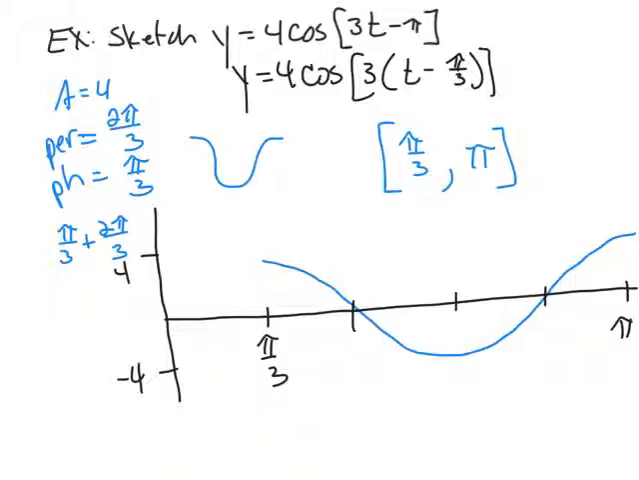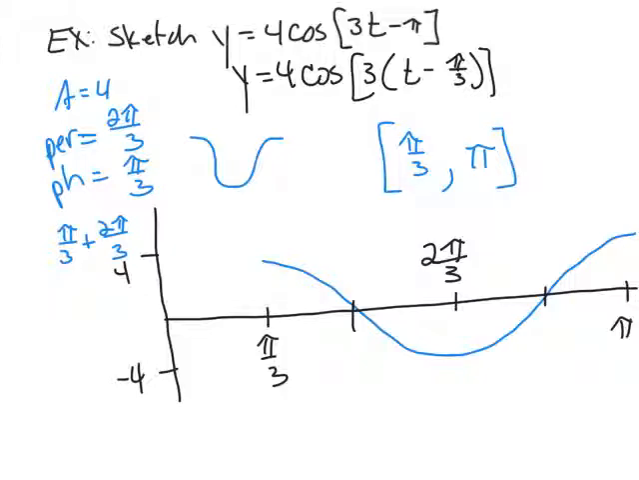So I'm going to find the halfway point between pi over 3 and pi. And to do that, you're going to add pi over 3 and pi, which is 4 pi over 3, and then divide by 2. So 4 pi over 3 divided by 2 brings you back to 2 pi over 3. If you're not sure about that, convert them to degrees and add them up and divide by 2. And you'll see that you get 120 degrees, which is the same as 2 pi over 3.